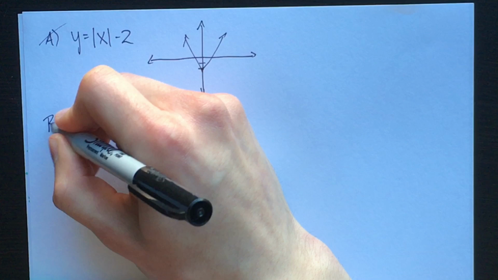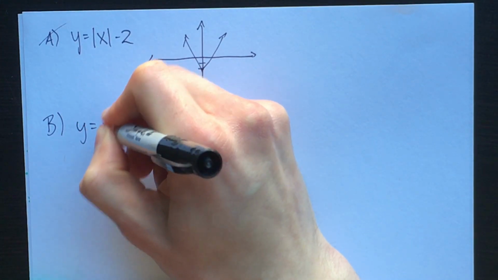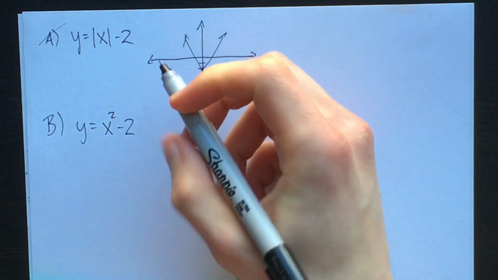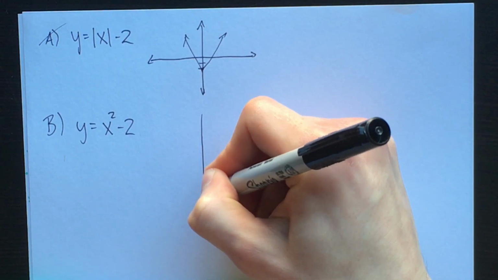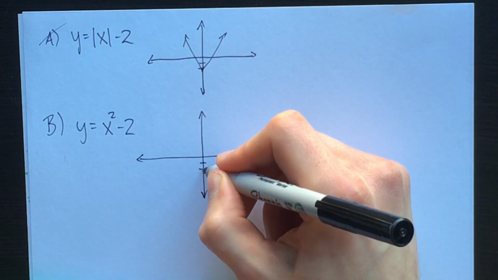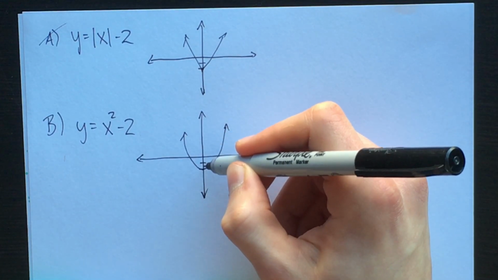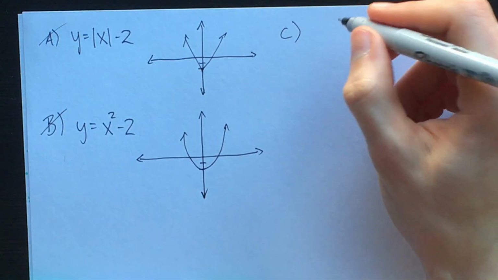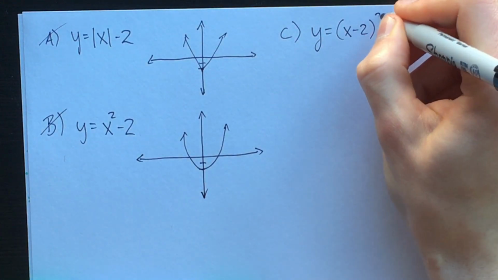For option B, we are given an equation of y is equal to x squared minus 2. So x squared is, of course, our parabola, and since the -2 is outside of the x, we know that, again, this is also shifted down 2, so it's going to look something like this. And this, of course, is also going to have y values less than -1, so this option also has to be out. Option C is y is equal to x minus 2 squared.